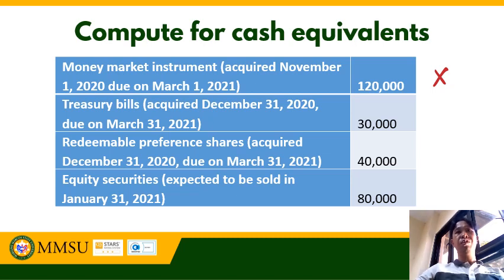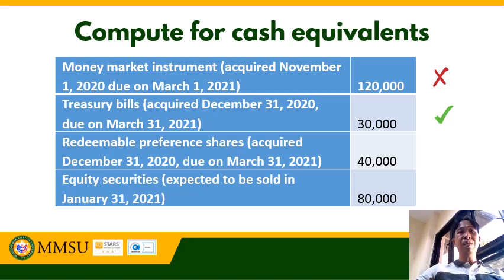3 months before maturity. The second item is a treasury bill acquired December 31, 2020, due on March 31, 2021. Is this part of cash and cash equivalents? The answer, yes, that's exactly 3 months. Redeemable preference shares acquired December 31, 2020, due on March 31, 2021.